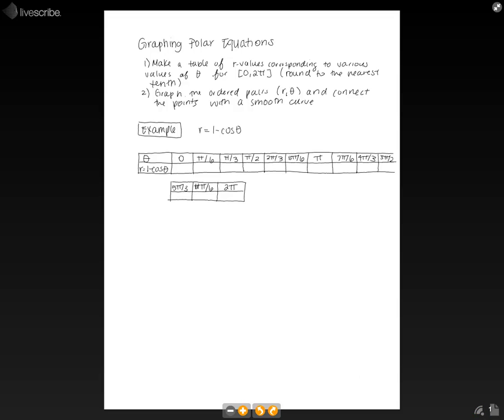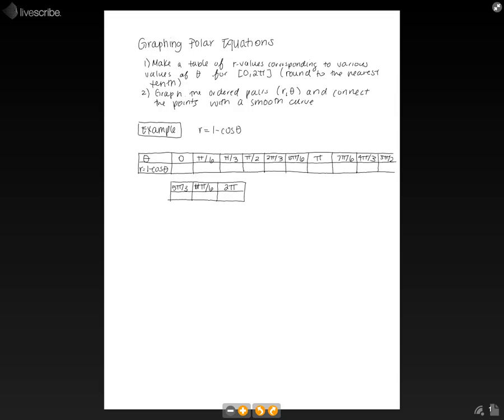In this video, we're going to talk about how to graph polar equations. So first, make a table of r values corresponding to various values of theta from 0 to 2 pi, and round to the nearest tenth. Then graph the ordered pairs (r, theta) and connect the points with a smooth curve. So let's do an example.